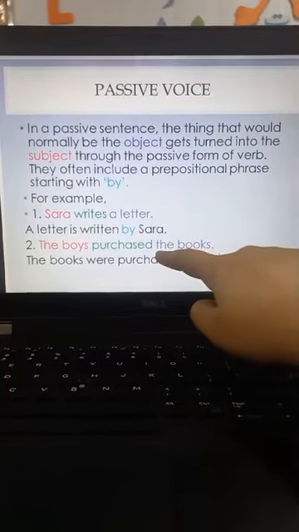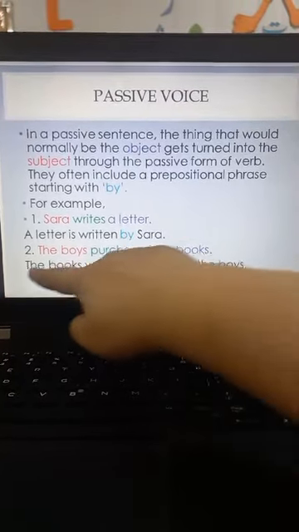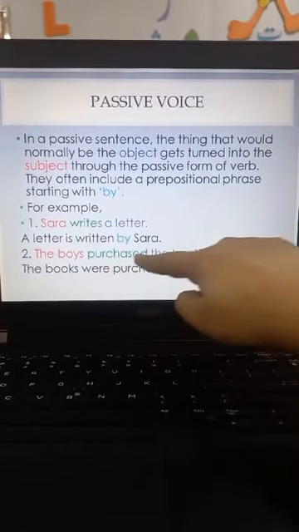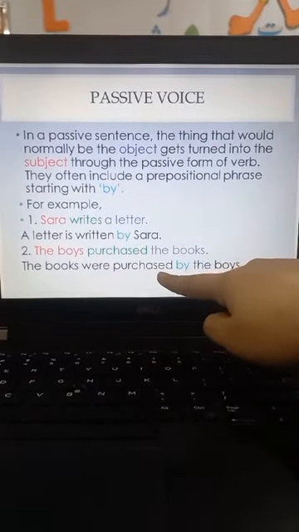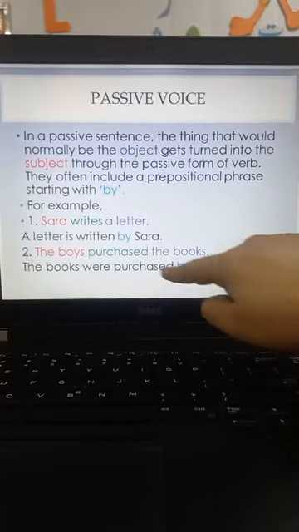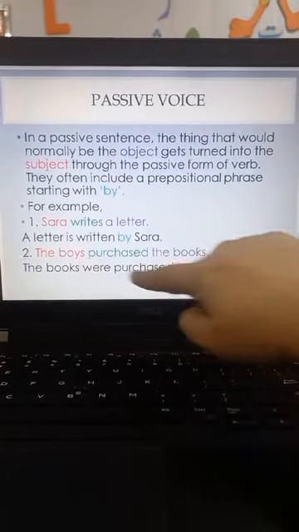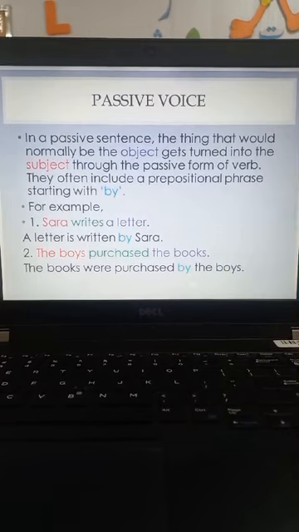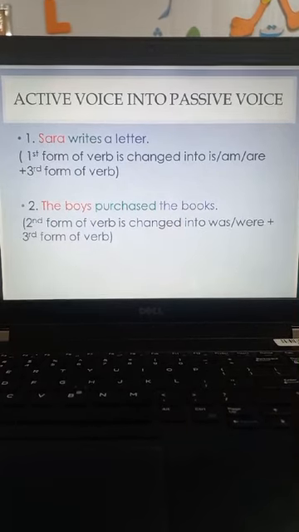The books, that was the object, became the subject. The books purchased is changed into were purchased, we have added the word by, and the boys, that was the subject, now has become the object in this sentence. How do we change it?